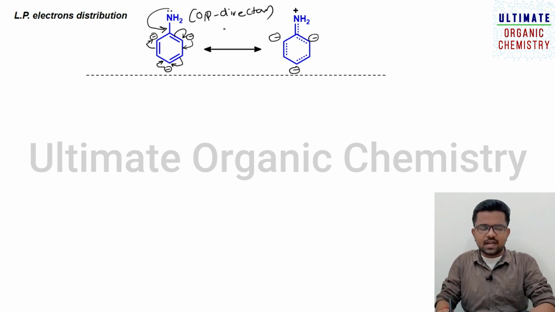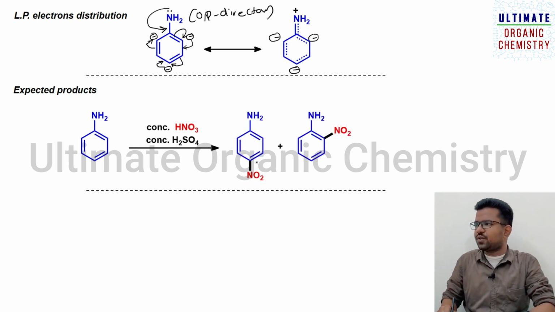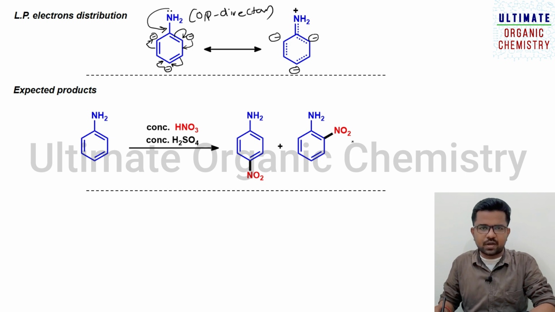And if you apply this concept with nitration of aniline, for example, aniline is treated with nitric acid and sulfuric acid, which is considered to be nitrating agent, and we may expect the formation of para-nitroaniline and ortho-nitroaniline as products, and this is an expected product only.